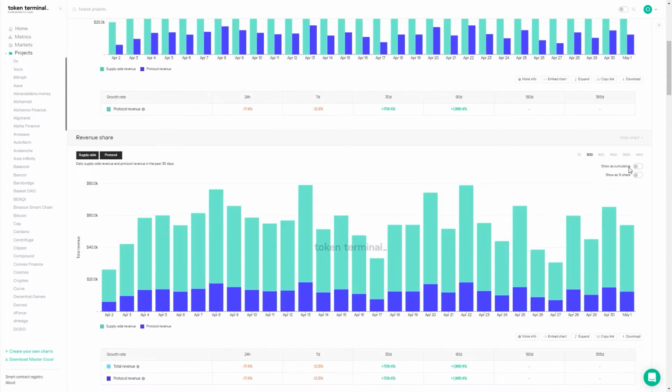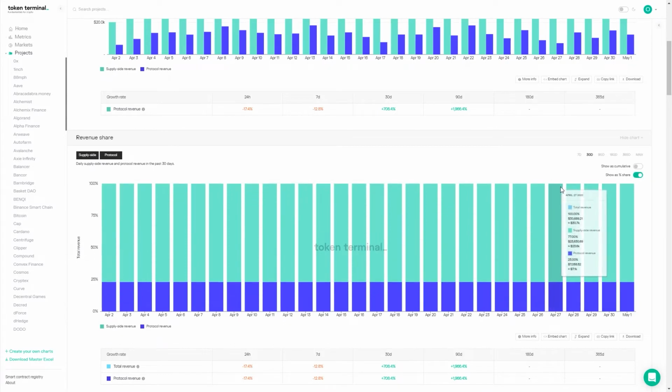A lot of the way that generalized, overcollateralized lending protocols work is that they will take a portion of the interest paid by borrowers, and rather than hand that back to lenders, they'll keep that within the protocol. Now, the primary purpose of these so-called reserves is to actually backstop the protocol's lenders.